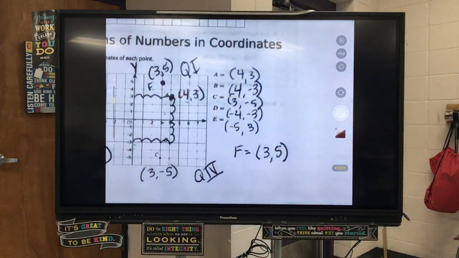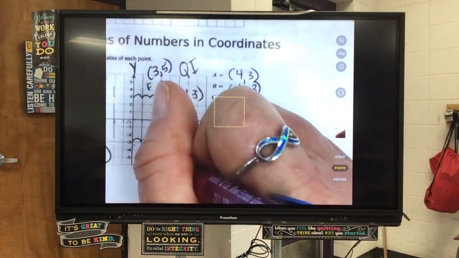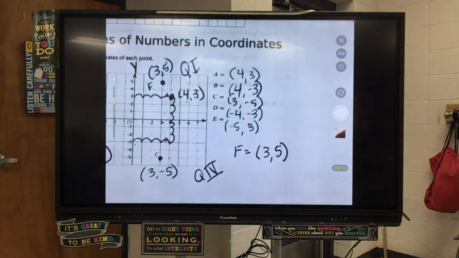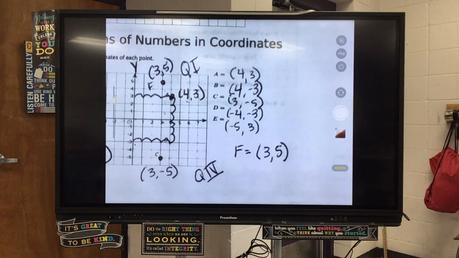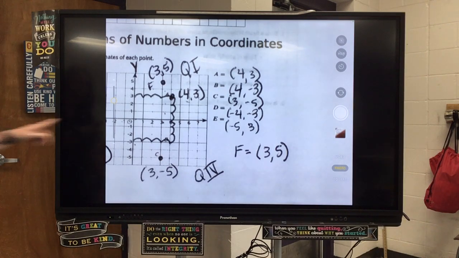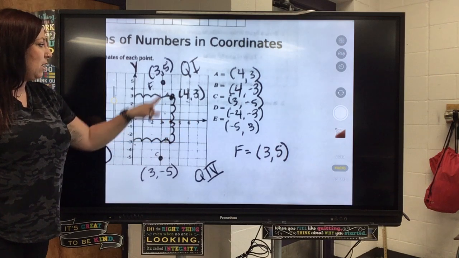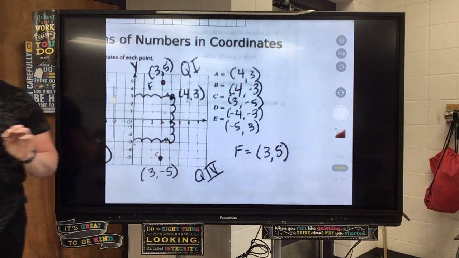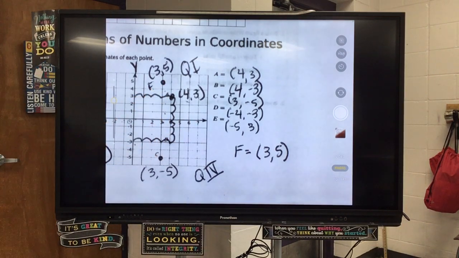Does everybody agree and understand? So this is point C, that's point F. What do you notice about these 2 points? Allie? Their Y coordinate is opposite. What about the distance from the X axis? What do we notice? The distance from here to here and from here to here. What do we notice about both of those? Addie? It's the same distance.